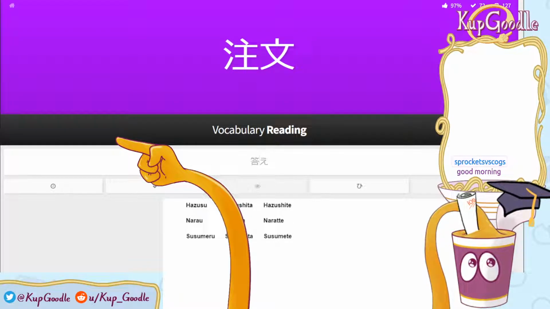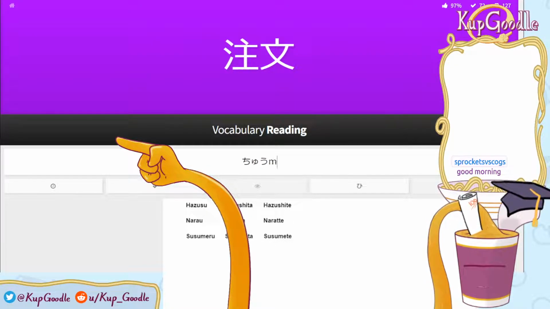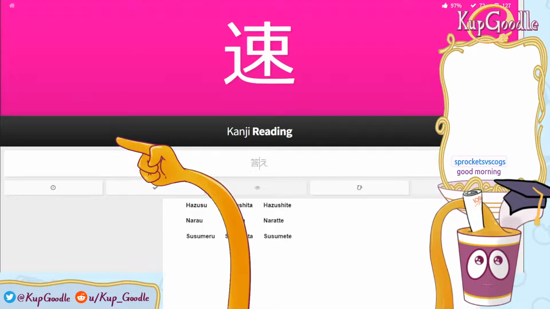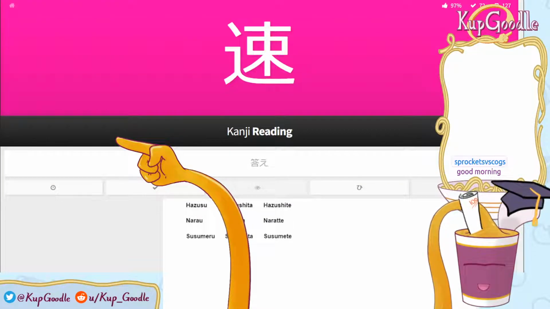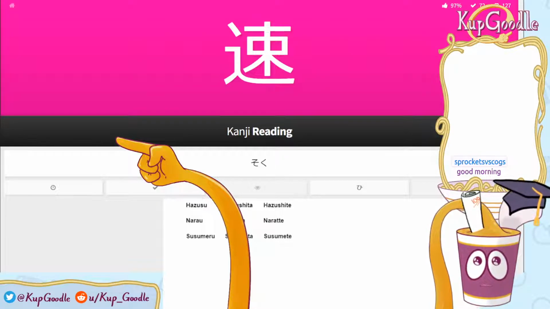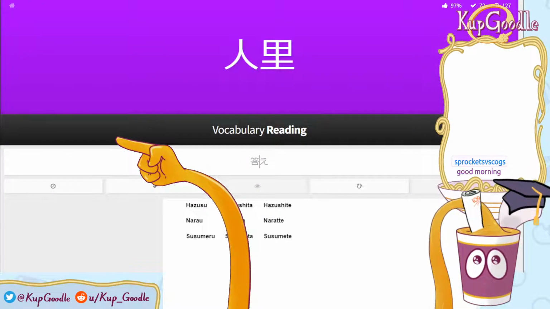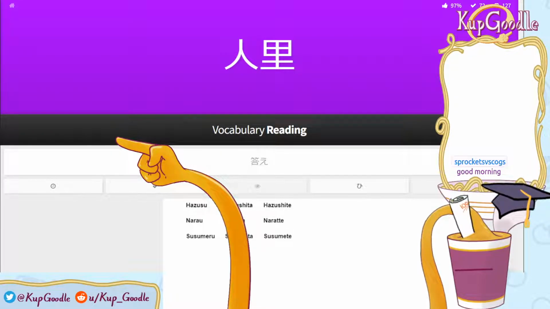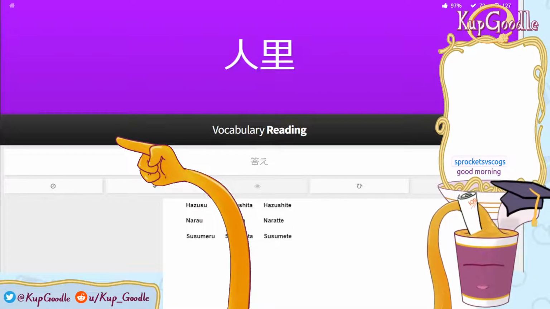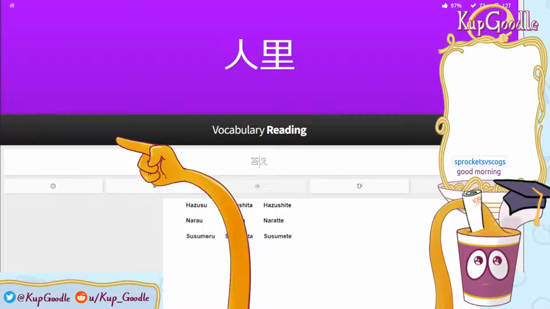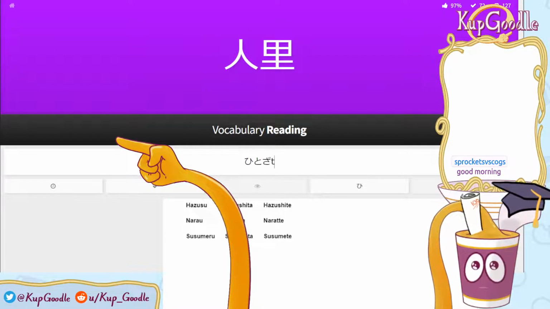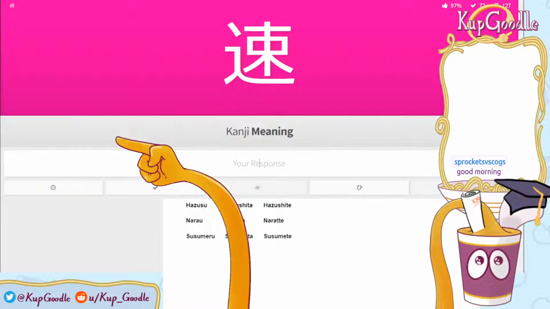Chumon. Chumon is an order. Fast reading is soku. Oh, excuse me. That was quite a one. Hitozato. Person, village. Person settlement is a village. Hitozato. Meaning, is fast.